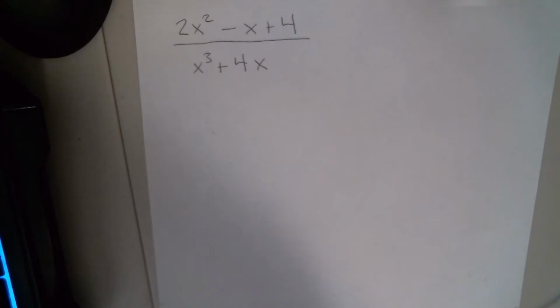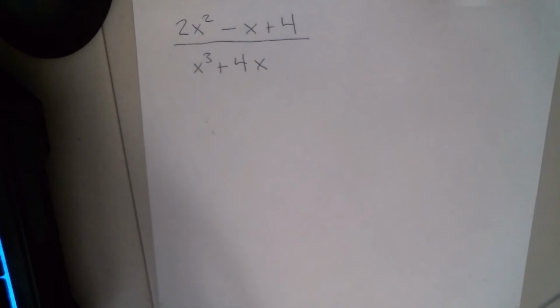I'm just going to do one example of a partial fraction decomposition where you have an irreducible quadratic polynomial in the denominator of your fraction. So I have this example here, 2x squared minus x plus 4, all divided by x cubed plus 4x. And I want to find the partial fraction decomposition of this fraction.